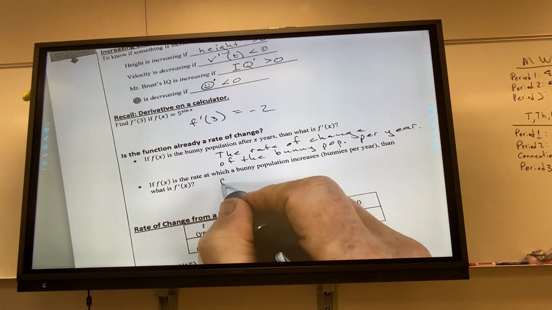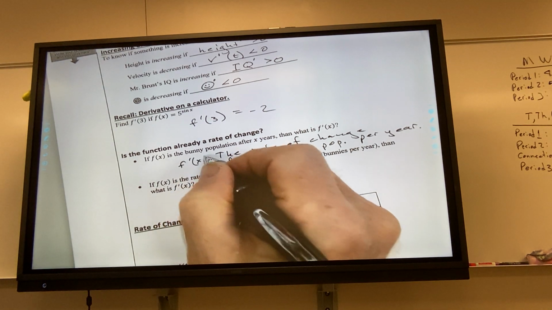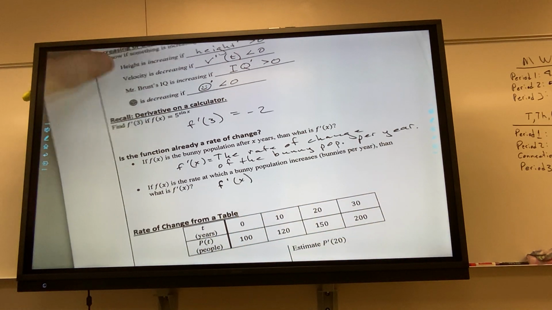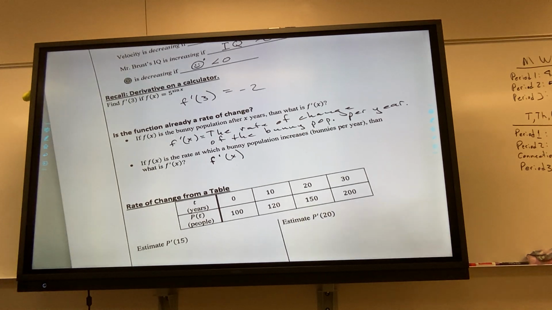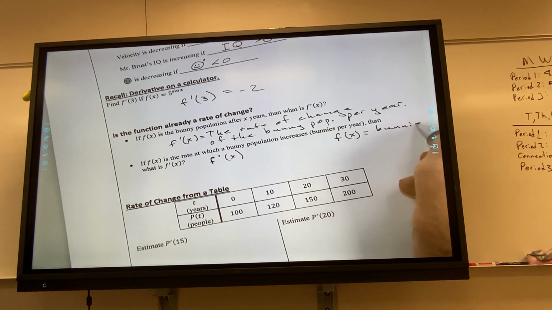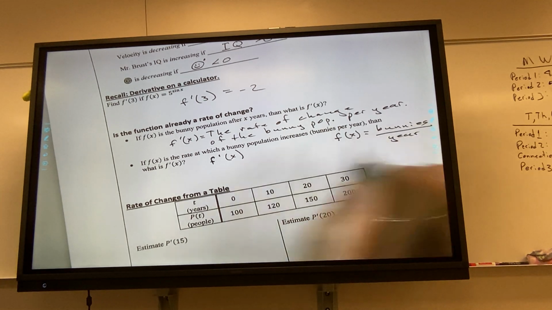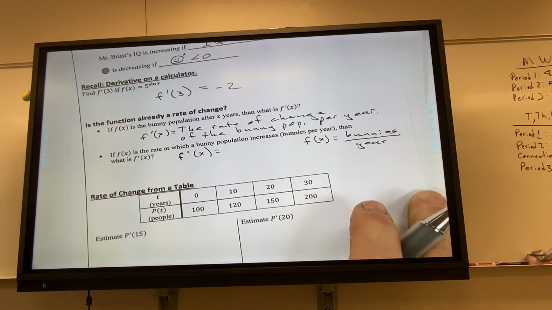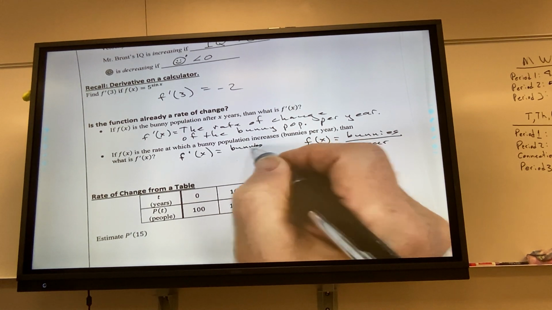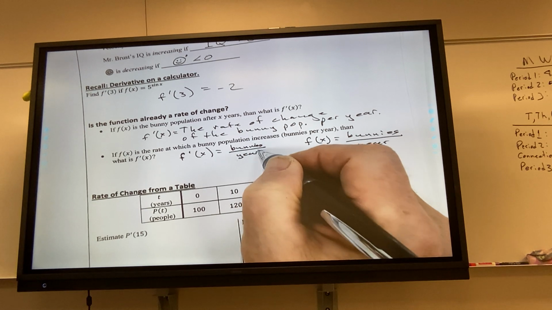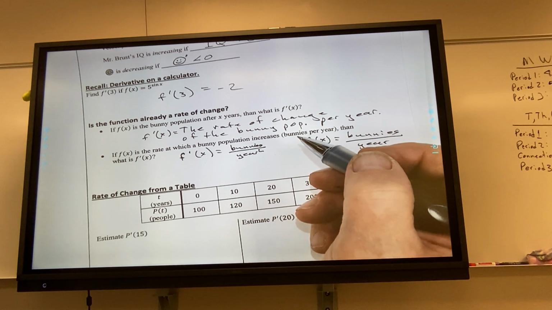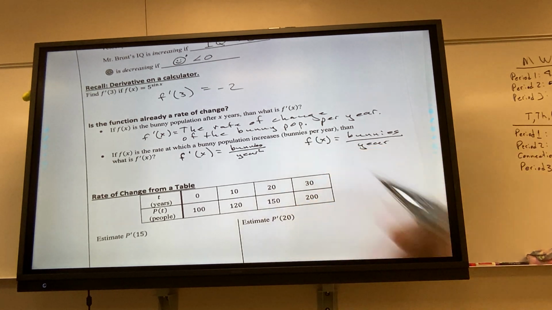So what is its derivative? I changed it to a rate, so what's it going to look like? Remember, f of x is equal to bunnies per year. So what's f prime going to be? Matthew? Bunnies per year squared. So the rate of change of the rate of change. Would everybody agree? All right.